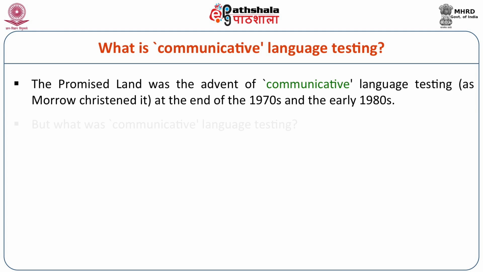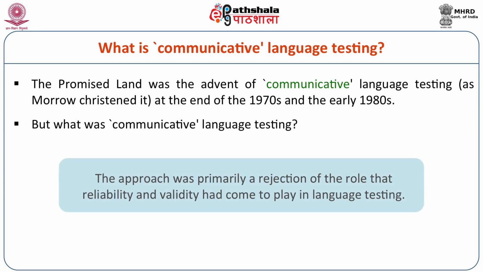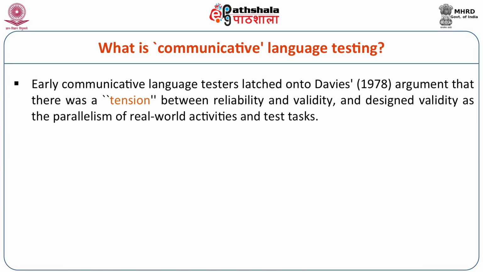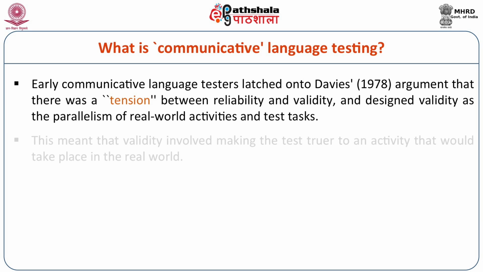The Promised Land was the advent of communicative language testing, as Morrow said, at the end of the 1970s and the early 1980s. But what was communicative language testing? The approach was primarily a rejection of the role that reliability and validity had come to play in language testing. Early communicative language testers latched onto Davies's argument that there was a tension between reliability and validity, and defined validity as the parallelism of real-world activities and test tasks.